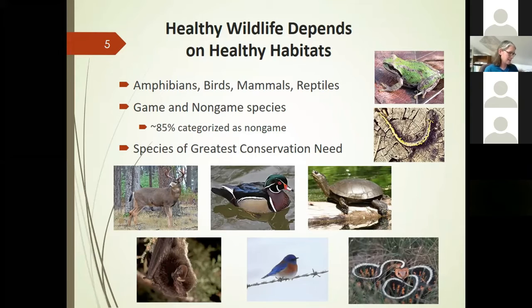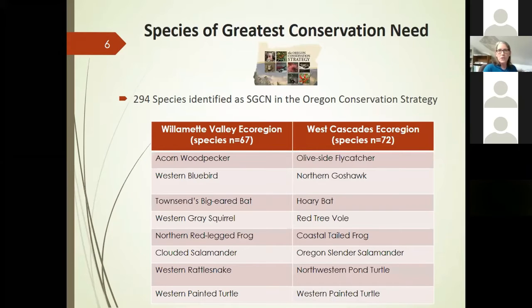Yeah. So just a closer look at these species of greatest conservation need. And again, these are described in more detail. I'm not going to talk about them all, obviously, in the conservation strategy, the Oregon Conservation Strategy. If you're not familiar with it, I highly encourage you to check out the conservation strategy.